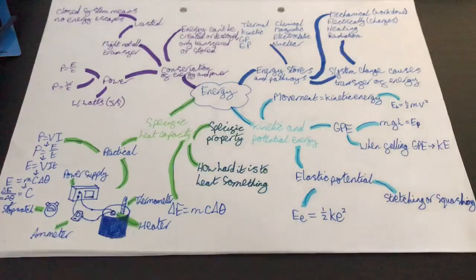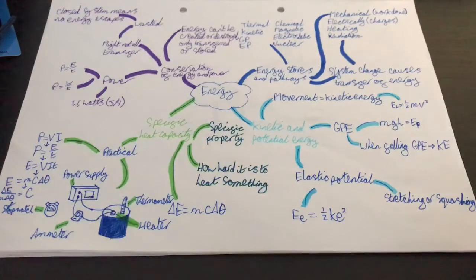Now this E is the extension as well. So if I had a spring and I extended it 2 meters, and it has a spring constant of 2 newtons per meter, I think that's the unit. So it would be a half times 2 times 2 squared. So it would be 1 times 4. So that would just be 4 joules of energy in that. So let's go on to the next thing.